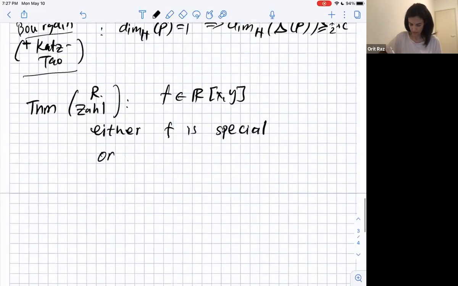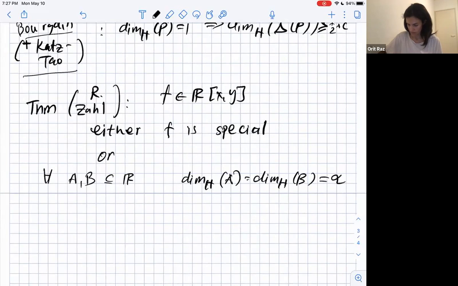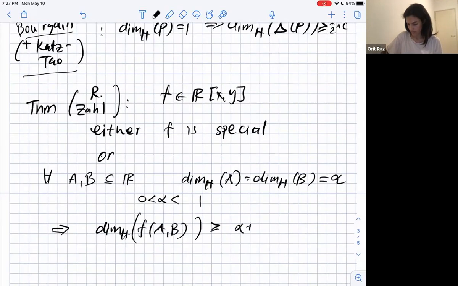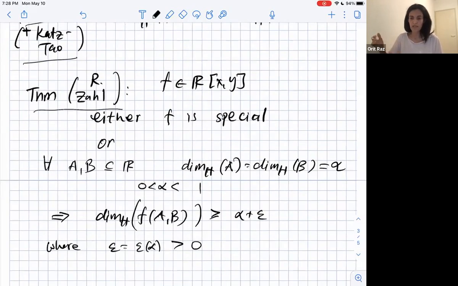What does it mean? That for every A, B subsets of R with Hausdorff dimension alpha, where alpha is between 0 and 1, then the Hausdorff dimension of f(A,B) is at least alpha plus epsilon, where epsilon depends only on alpha and not even on the degree of f or n. Okay, so this is just the analog of the discrete statement that I said in the beginning.